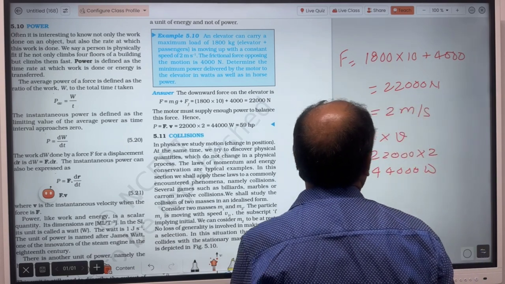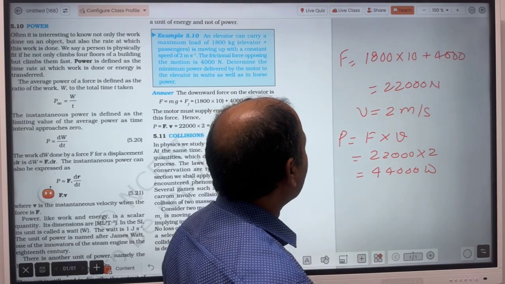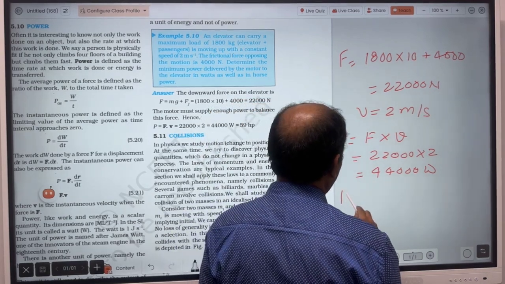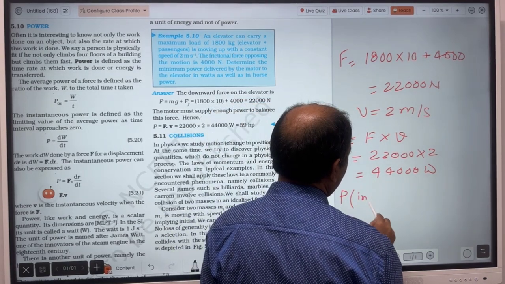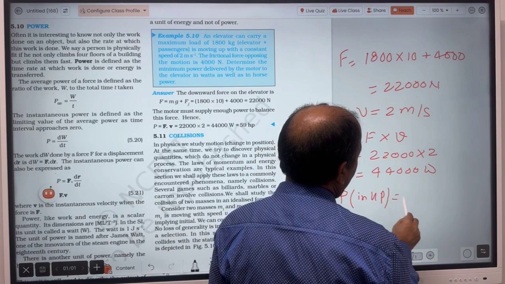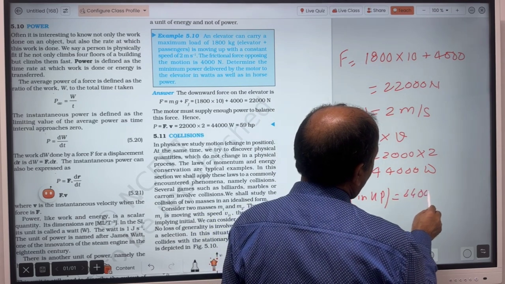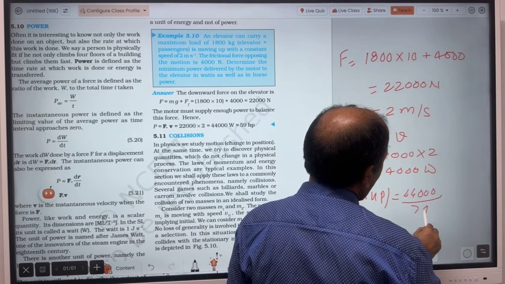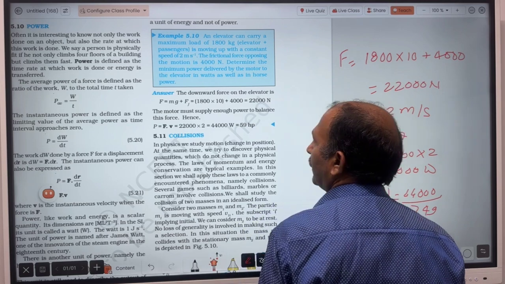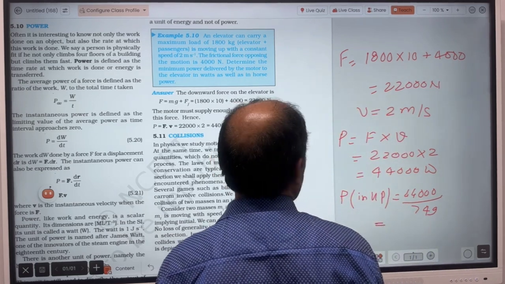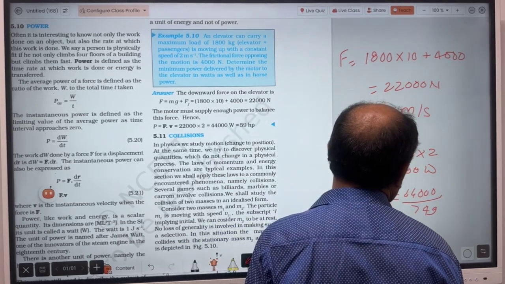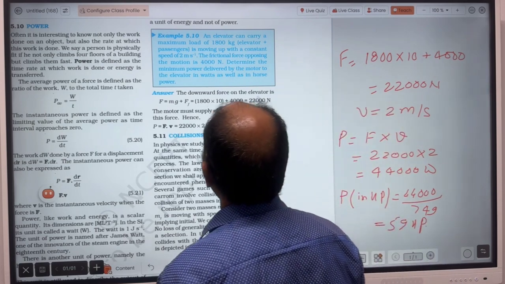Now if you want to convert this watt into horsepower, power in HP is equal to 44000 divided by 746, and it will come out to be around 59 horsepower. So I think you have understood.